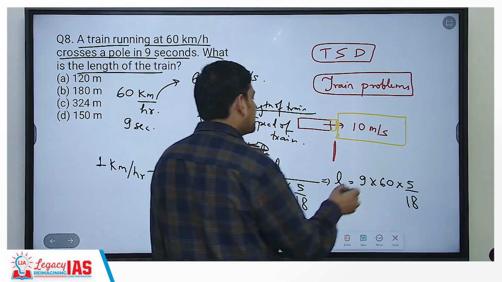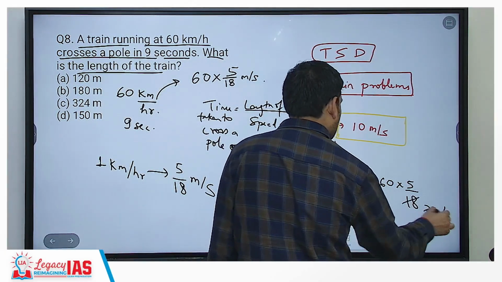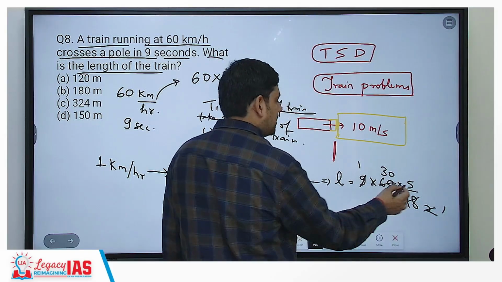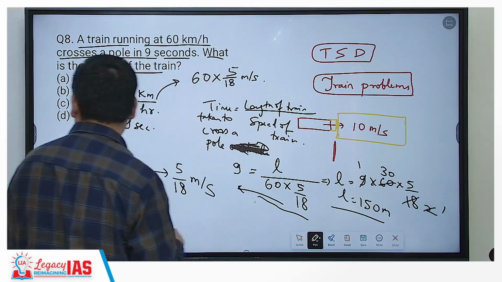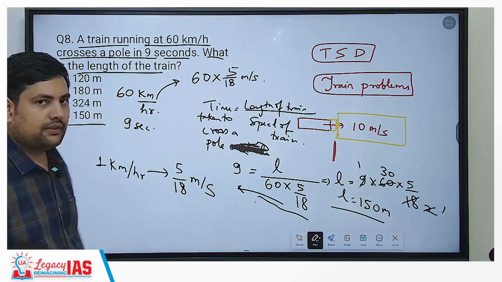Okay, how many times will this go? 1 time, 2 times, 1 time and 30 times. 30 into 5 comes out to be 150 meters. So the answer becomes D, that is 150 meters.